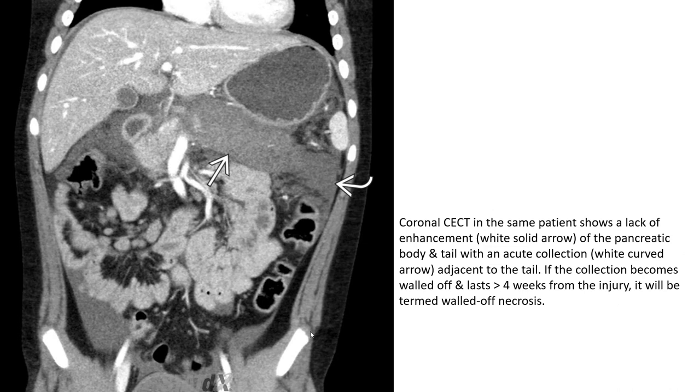Coronal contrast-enhanced CT in the same patient shows a lack of enhancement of the pancreatic body and tail, with an acute collection, while the curved arrow points adjacent to the tail. If the collection becomes walled off and lasts more than 4 weeks from the injury, it will be termed walled-off necrosis.